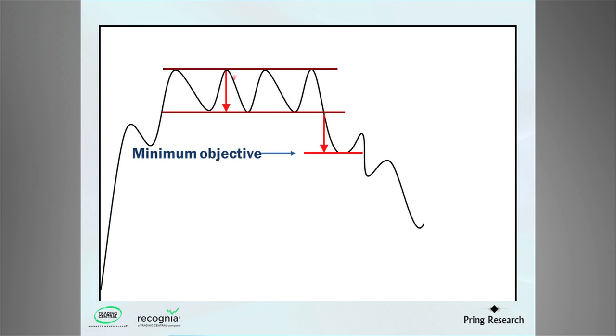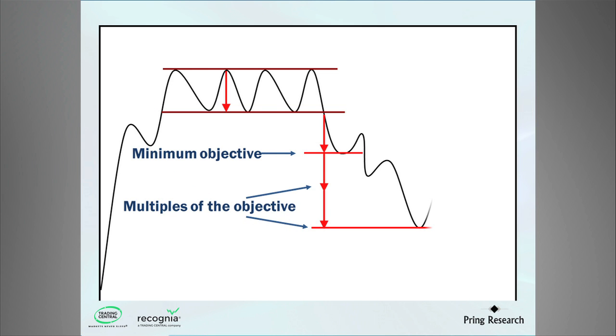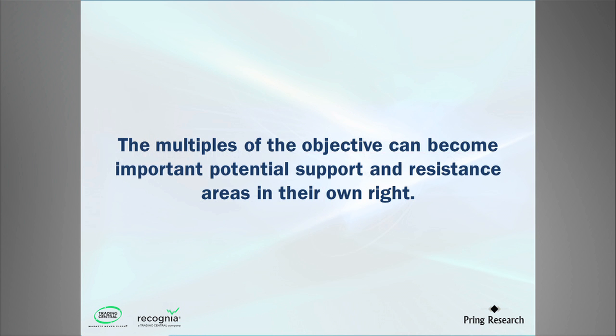Later on, the price reaches twice the objective and bounces and finally reaches 3 times the objective. Note how the subsequent rally is halted at the level of the initial objective. In effect, the various multiples of the objective itself become important support and resistance areas in their own right.